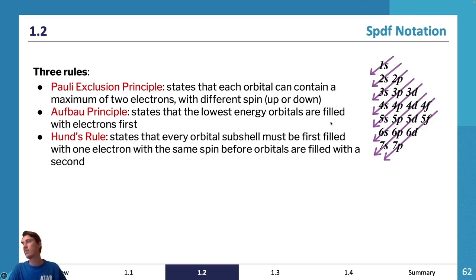So as you can see, this is the order in which you fill. You go 1s, then 2s, then 2p to 3s, 3p to 4s, 3d to 4p to 5s, to 4d to 5p to 6s. So that is the sort of Pauli principle.